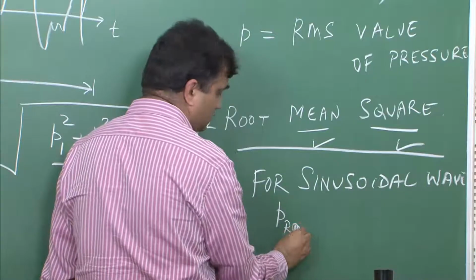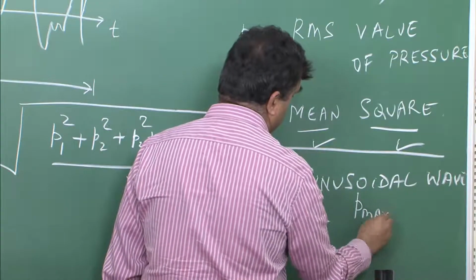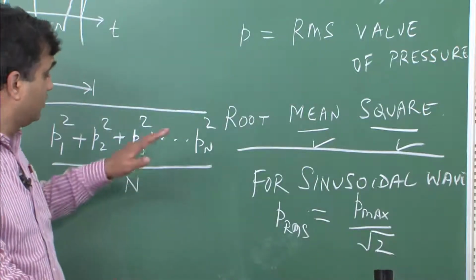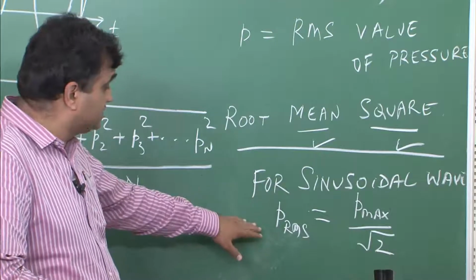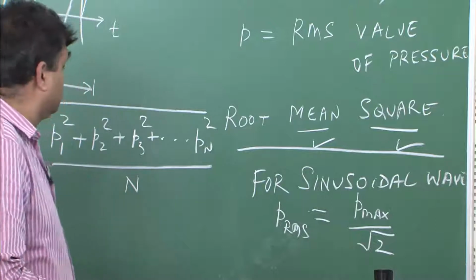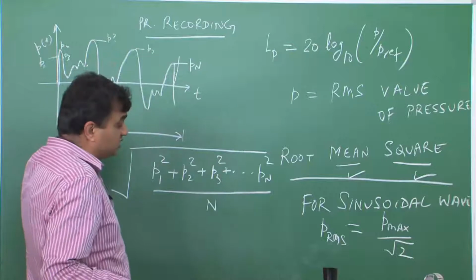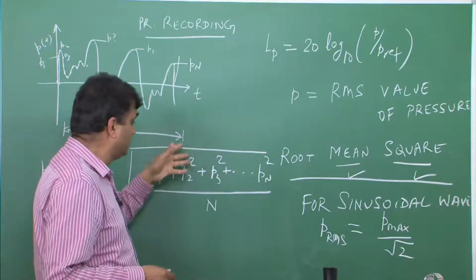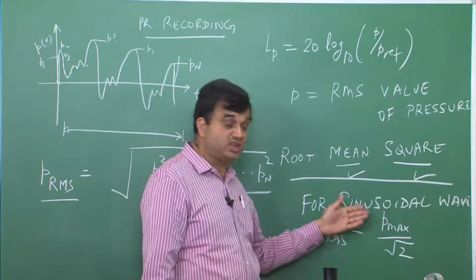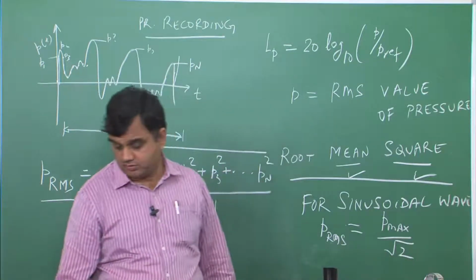For sinusoidal waves, P RMS is equal to P max over square root of 2. It's important to understand that only for a sinusoidal wave, the RMS value of pressure is the maximum pressure divided by square root of 2. This factor changes based on the shape of the wave. For this wave, it may be something totally different. We do not know; we have to actually calculate it. For a square wave, it will be a different value. For a sinusoidal wave or a cosine wave, the RMS value is P max divided by square root of 2.